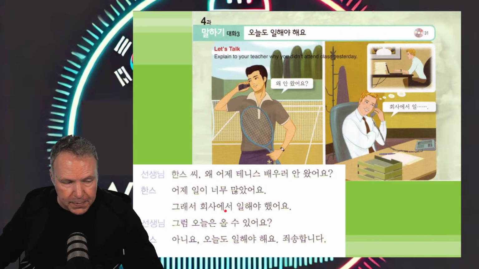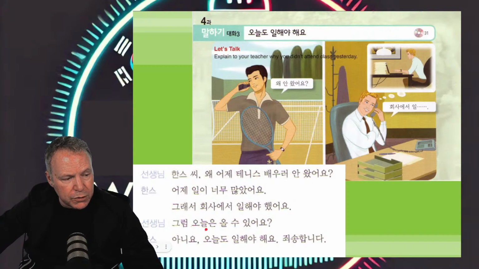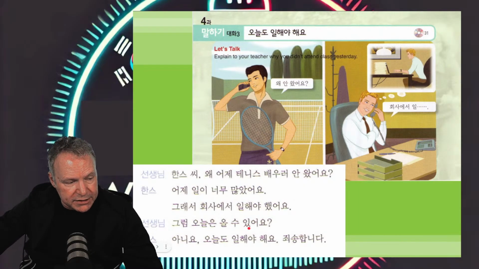And then 선생님 replies, 그럼, well then, 오늘은, as for today. Now we've got a topic marker. The 은 or 는, that's the topic marker. 오늘 means today. As for today, 올 수 있어요. So that 올 수 있다 grammar pattern, that's the one we did in the other lesson, expressing an ability to do something. Does the ability exist? So to come, 오다. 올 수 있어요. Are you able to come? Well then, today, are you able to come?